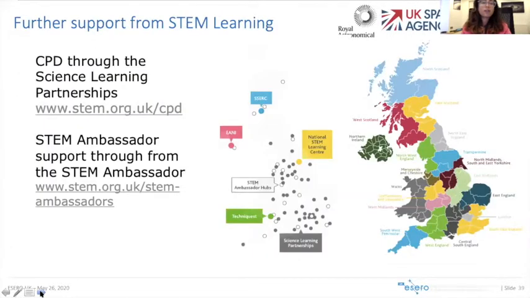So if you do need further support from STEM Learning, have a look at the Science Learning Partnerships all across the UK, and also STEM ambassadors. If you're not a STEM ambassador already, do think about signing up to that, or using STEM ambassadors when you have events in schools, because they are a network of STEM people who work in the STEM industry, and they can volunteer whenever you have a school event, or they can come to your school and do an assembly or run a careers workshop or anything STEM related, and it's all for free, again, because they're volunteering through this scheme.